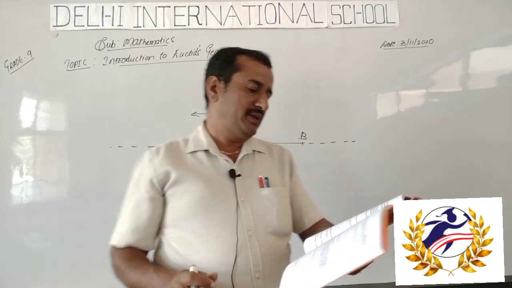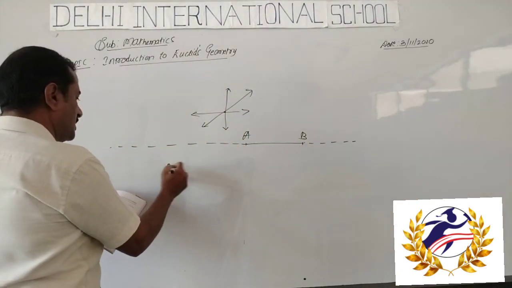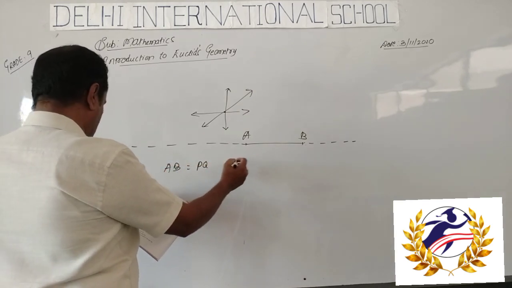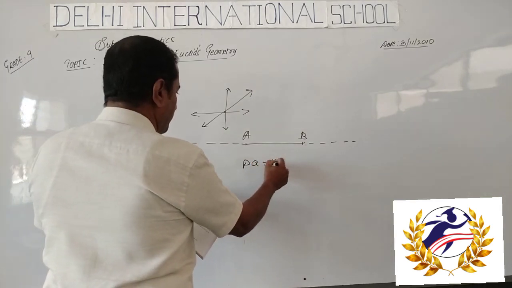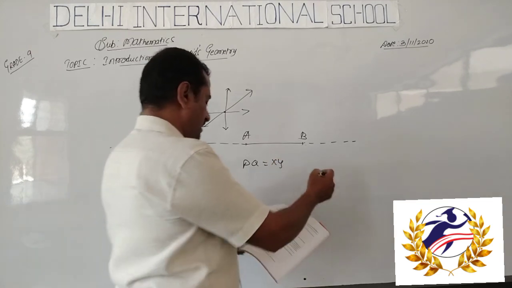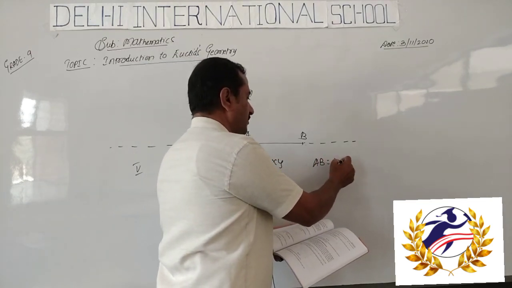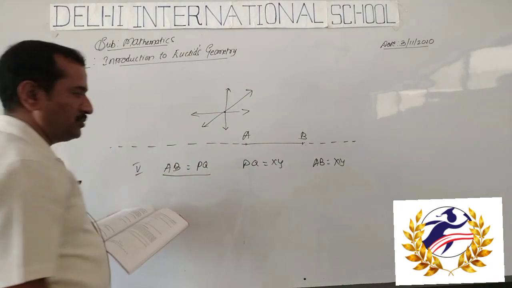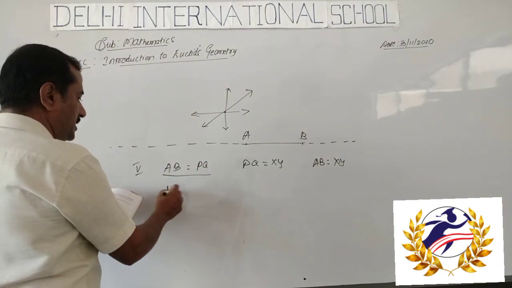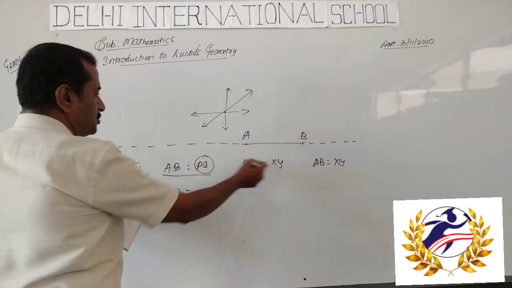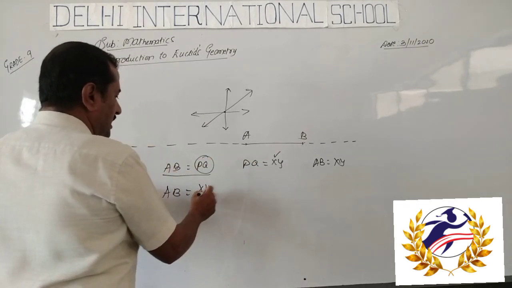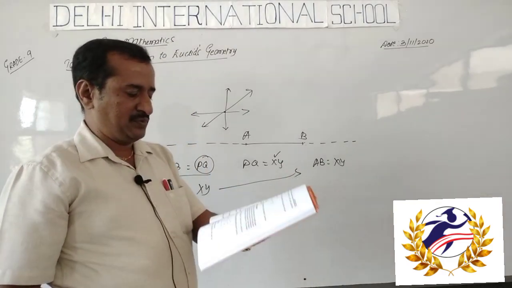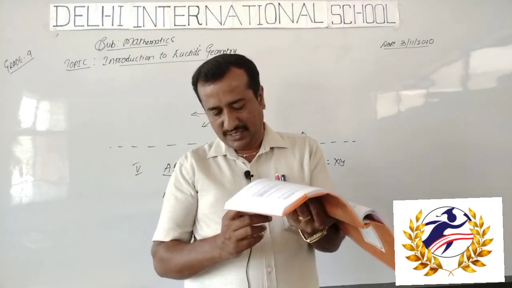Next, come to the fifth figure. In that, AB is equal to PQ, and BQ is equal to XY. So as a result of that, AB is equal to XY. Yes, it is true. Why is it? Here AB is equal to PQ is given. And what is BQ? BQ is the same as XY. As a result of that, we will get this. Hence, it is true.